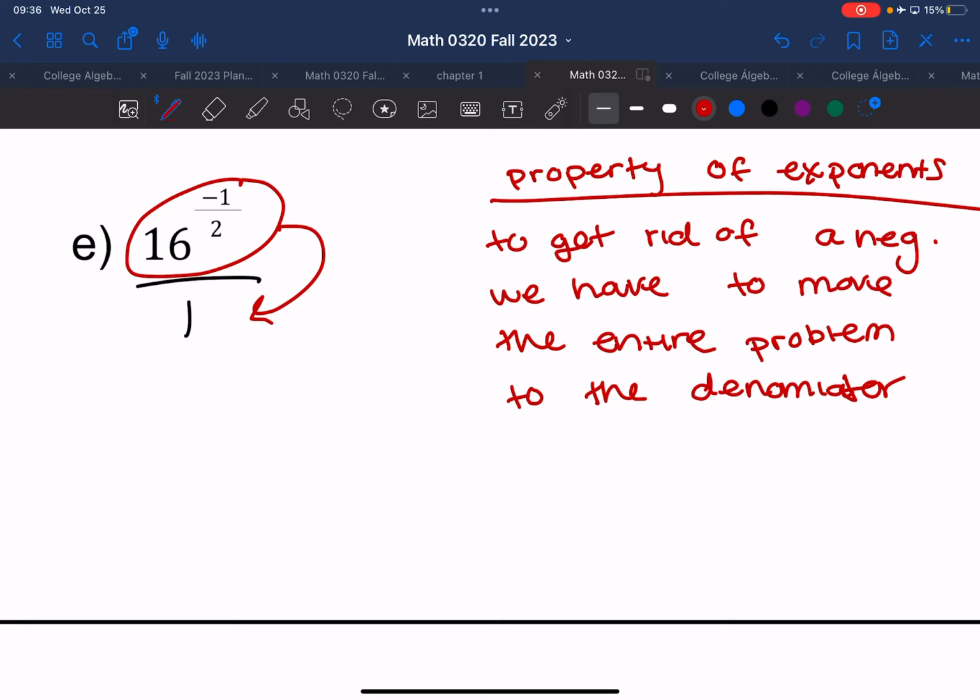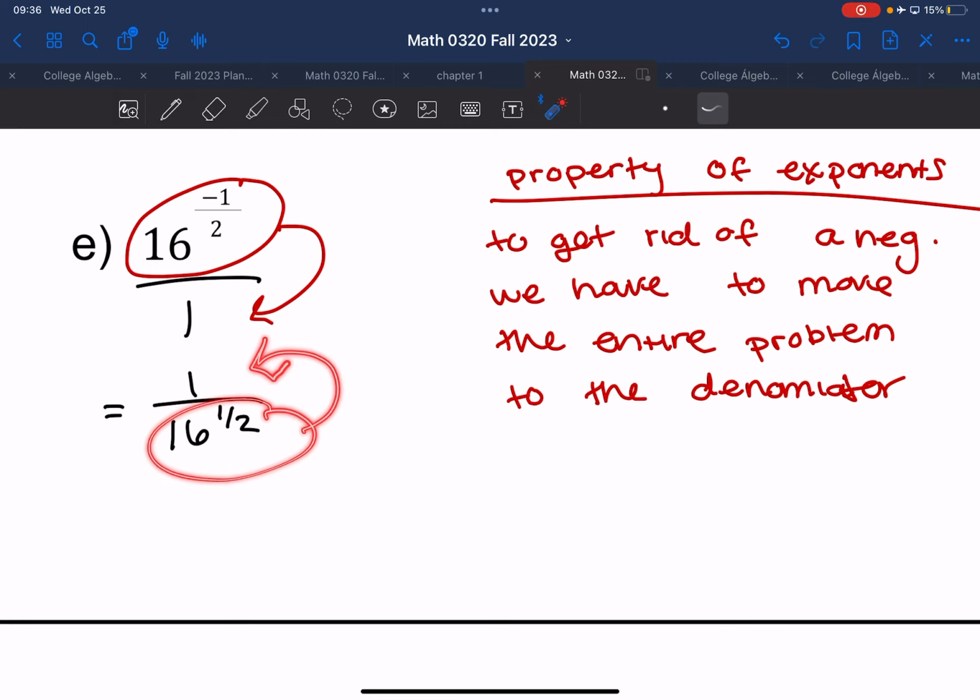Meaning, now what is on the top? 1. So now we have 1 over 16 to the 1/2 power. When we move it to the denominator, our exponent goes from negative to positive. The opposite is true. If our question started off in the denominator and it had a negative exponent, we could do the opposite and move this to the numerator. Wherever it is originally, you just move it to the opposite part, and that gets rid of the negative exponent.